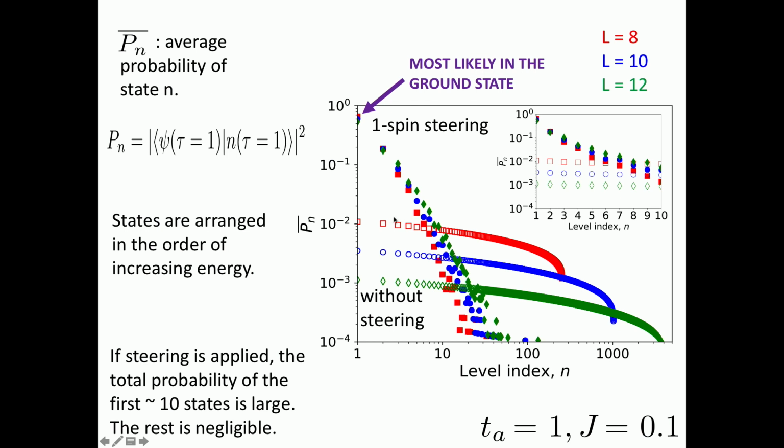Let's look at the probability distribution. Here, we don't have a continuous distribution. We have 2 to the L levels for each system size, and levels are ordered in order of increasing energy. In both cases, we find the final state most likely in the ground state, but if we apply the steering, it is much closer to 1. There is around a 10 to the 2 increase in the average ground state probability. We can also see in the inset that almost all the probabilities are in the first 10 levels if we apply the steering.